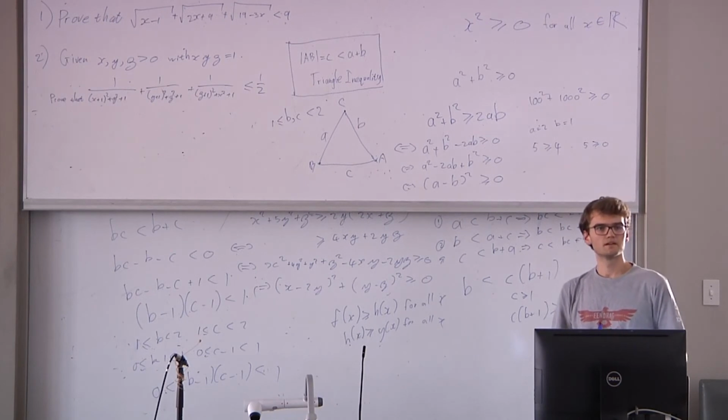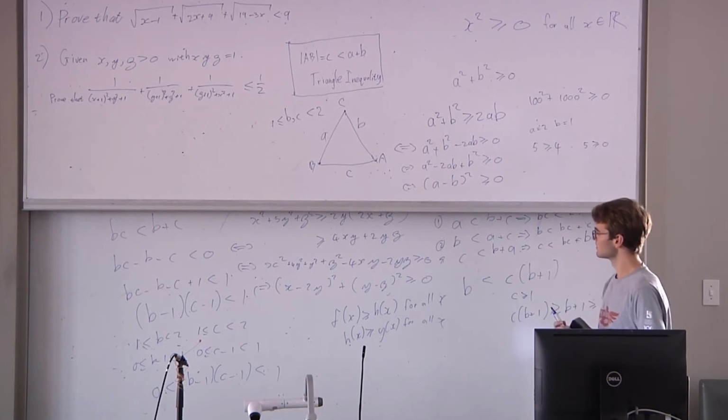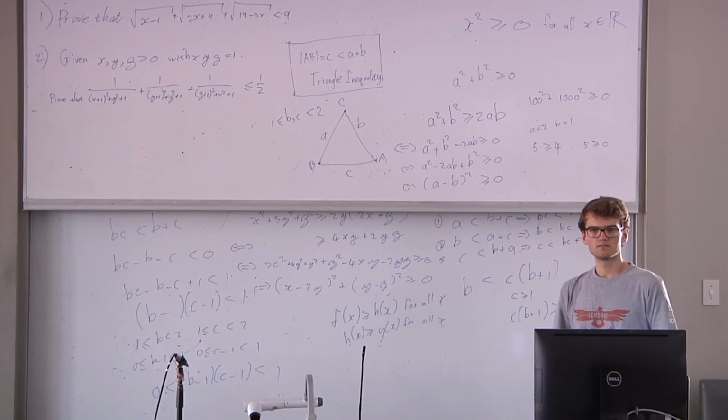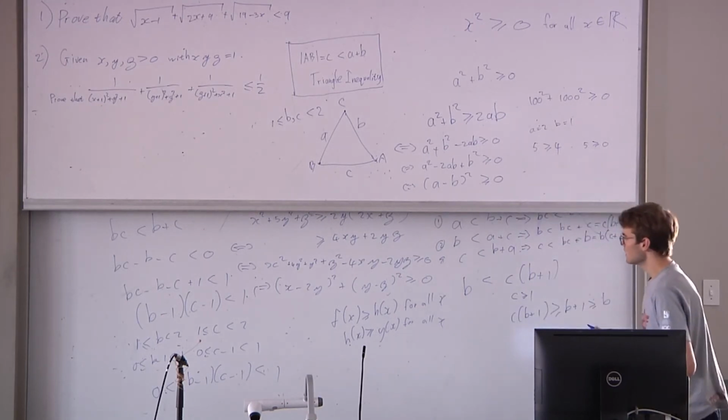Question. Given that a squared plus b squared is not the strongest inequality of the sum of two squares, does that mean that the original inequality was not the strongest inequality? No, by no means.